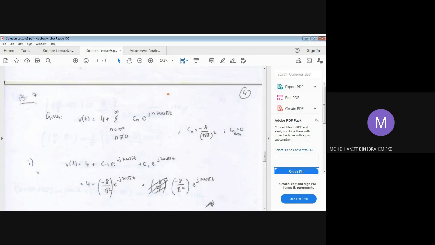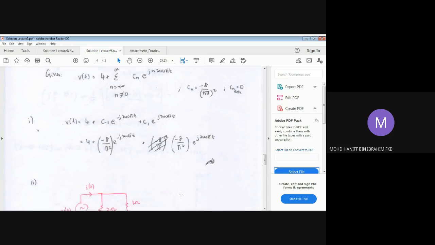So that will be 4, this is 4 here, plus -8 over pi squared, exponential -j 200 pi t, followed by this. This is for n equals -1, this is for n equals 1. So that should be the answer for the first question. And next one is to find the IT.